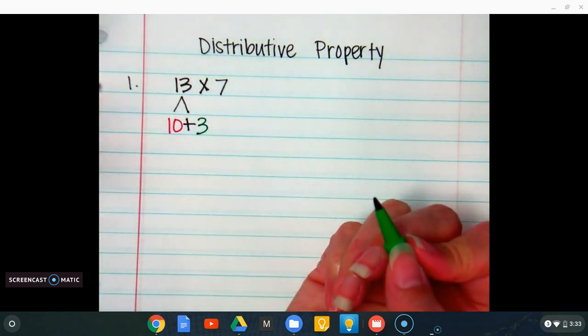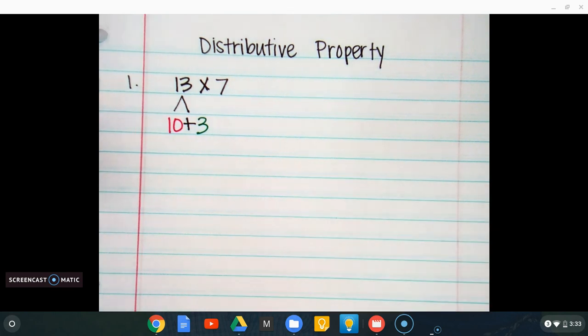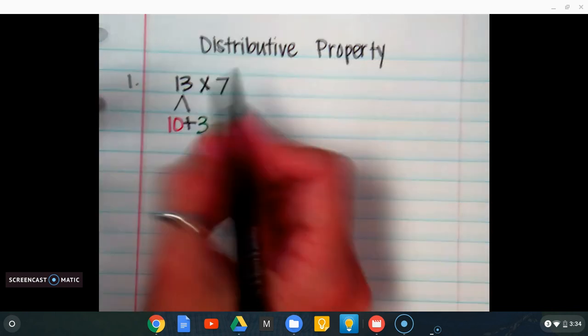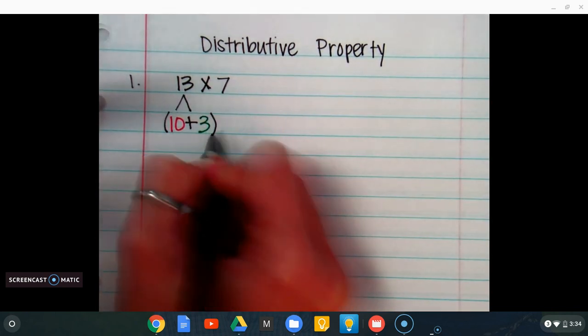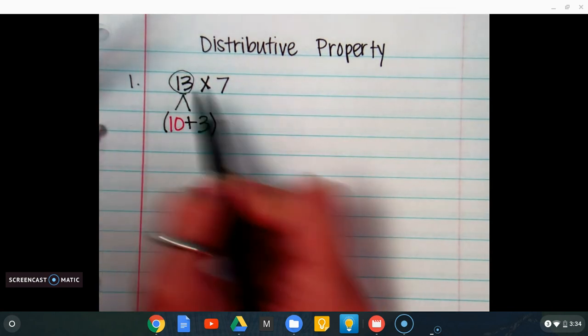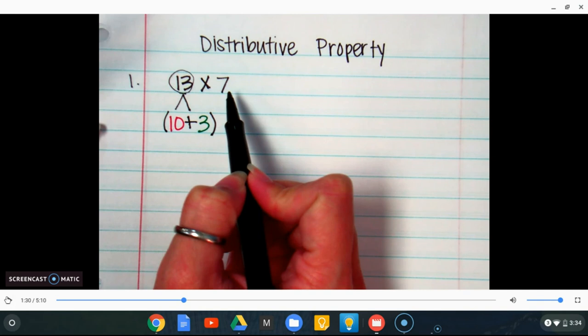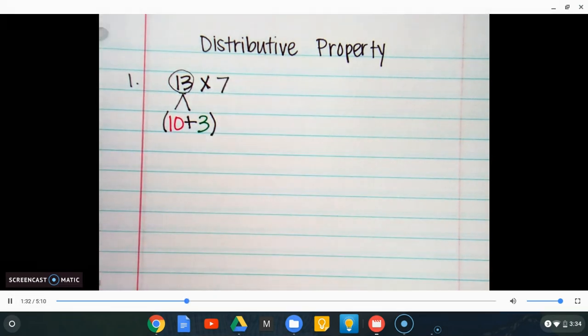And there's my 3. So then I tell them the next step is to add parentheses around that. So we decompose 13 into 10 plus 3, which is smaller factors for them. Those factors are easier for them to multiply 7 by.